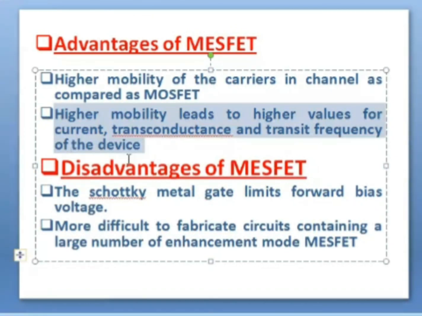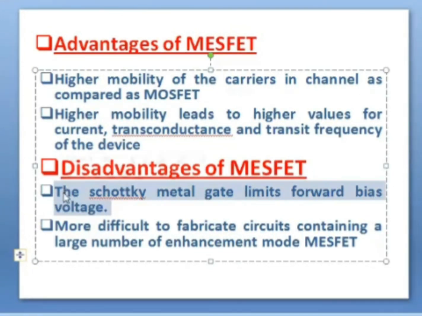Apart from that, the disadvantages: the Schottky metal gate limits the forward bias voltage. So you can't increase forward bias as you like. There is a limitation. Up to this voltage only you can have forward bias. You can't give 50 volts, something like that. There is some limitation for forward bias voltage because metal is there.